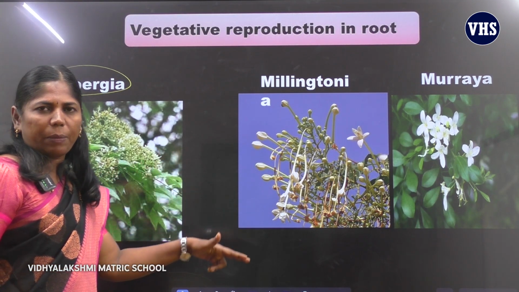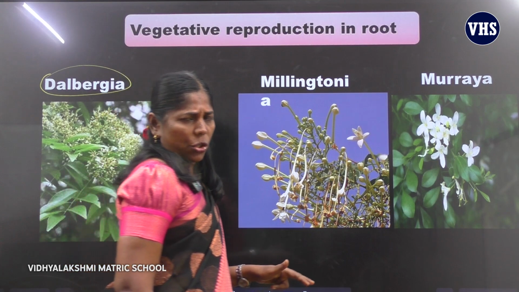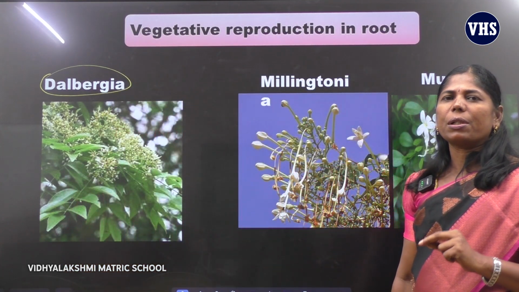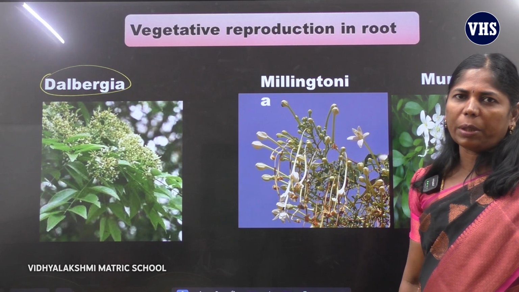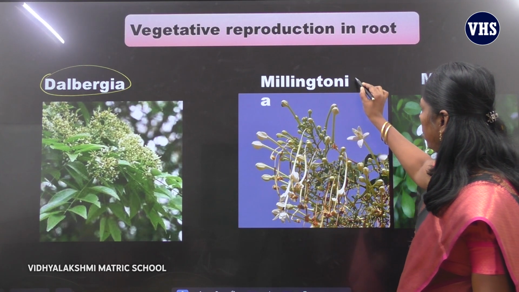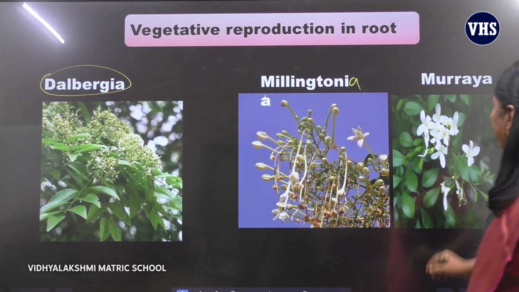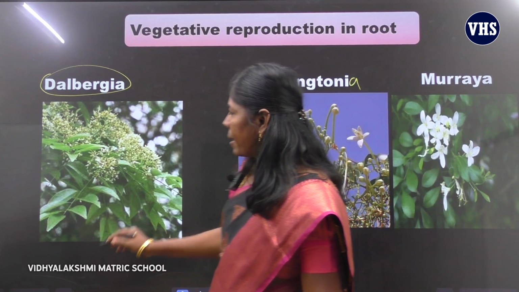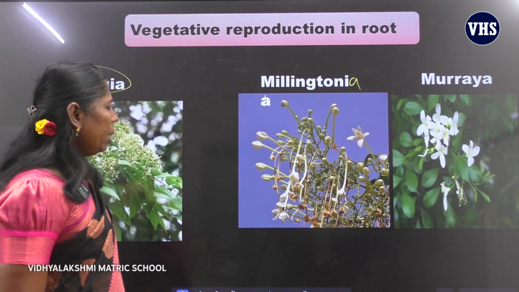You have to keep it somewhere with suitable conditions. Okay, a suitable atmosphere should be there. Then that root will grow as an entire plant for us. So that is a Dalbergia plant. Okay, so this is Millingtonia, and this one is a Murraya. Okay, so these are all examples for vegetative reproduction in root.